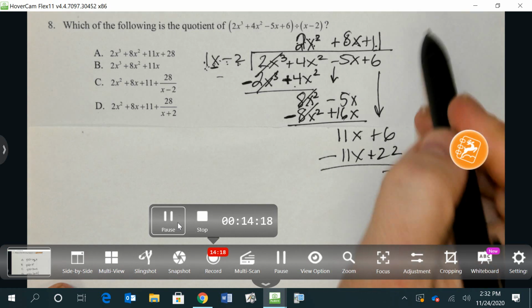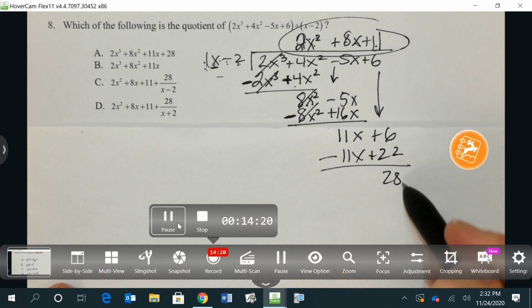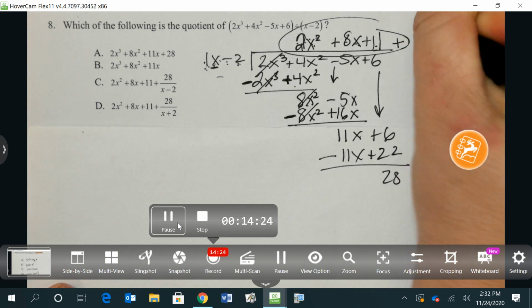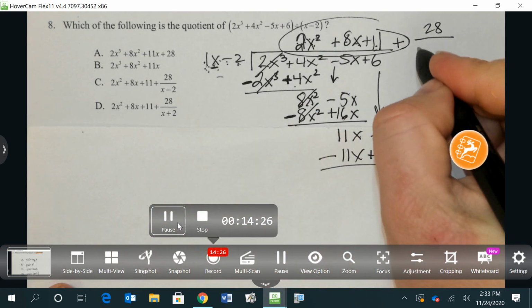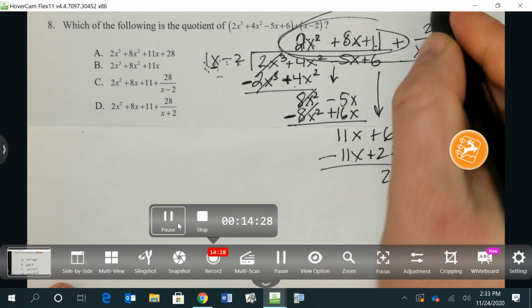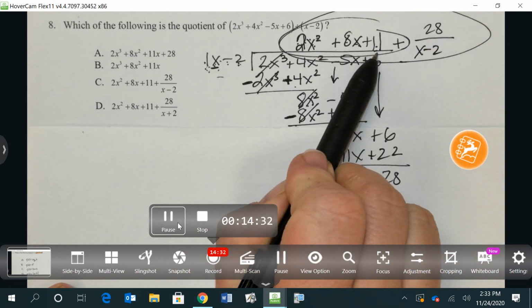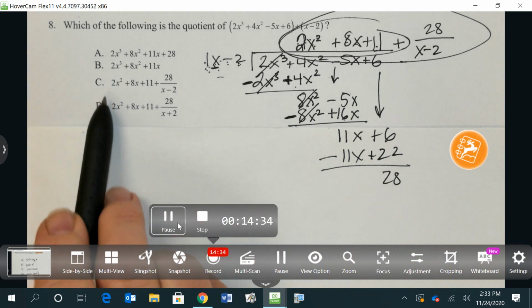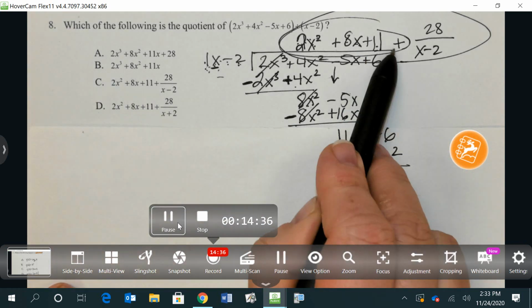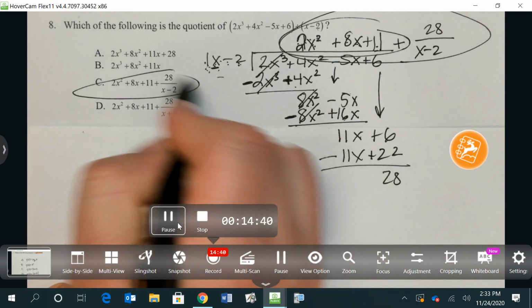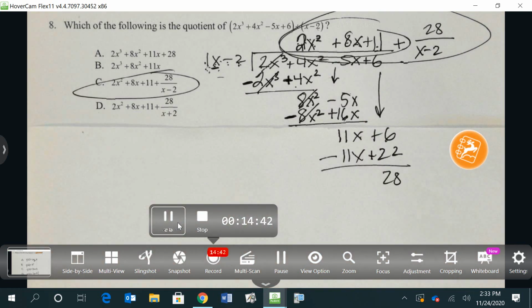What does this mean? It means this is your answer, but we have the remainder. How do we write the remainder? I'm going to add whatever the remainder is over the original denominator, which is x minus 2. This is the entire answer. 2x squared plus 8x plus 11, not 11x plus 11. Okay, so I'm looking at these two, plus 28 over x subtract 2, just like we see it. Correct.